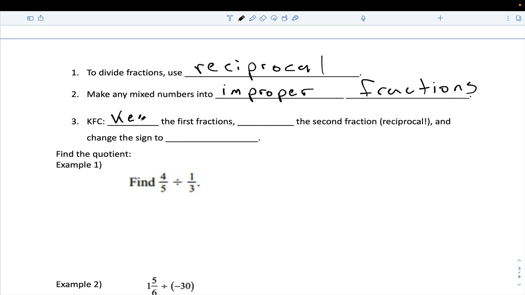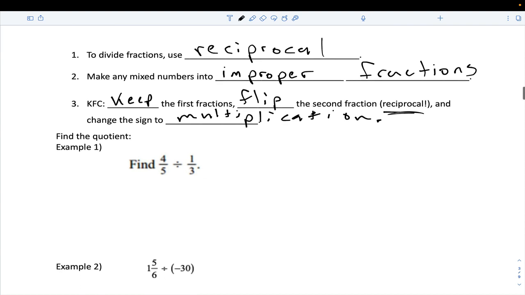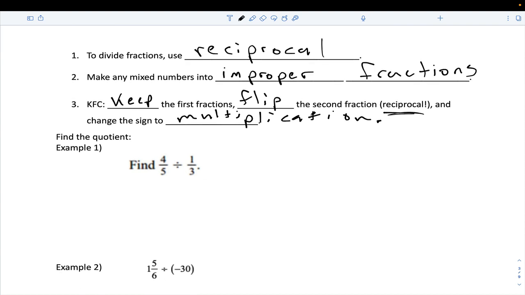KFC, keep the first fraction. Flip the second fraction. Reciprocal. And change the sign to multiplication. Example 1 doesn't have any mixed numbers, so I'm going to follow KFC. I don't need to do any of these first two steps. 4/5 is going to stay the same.